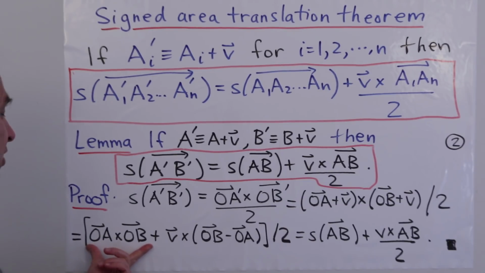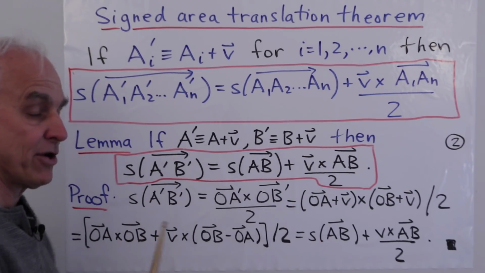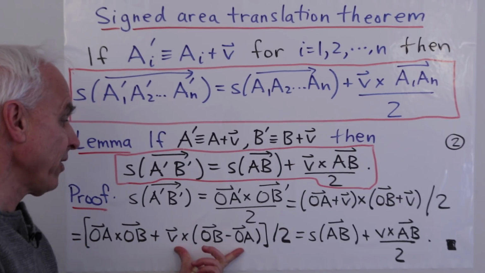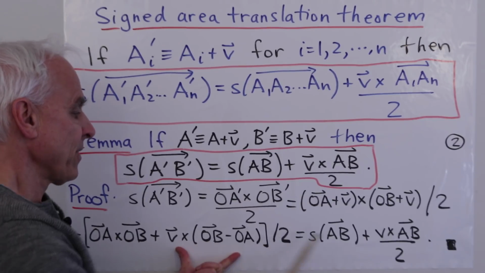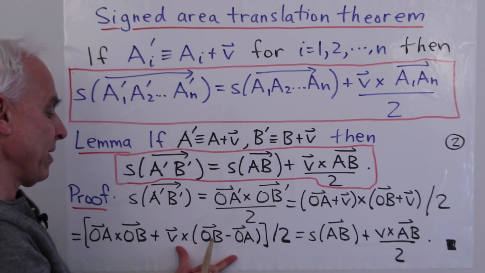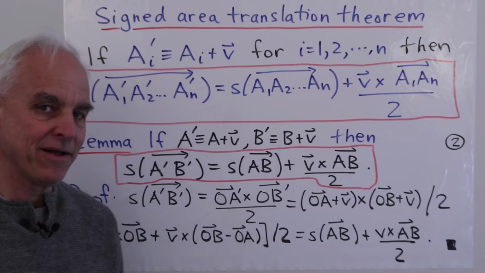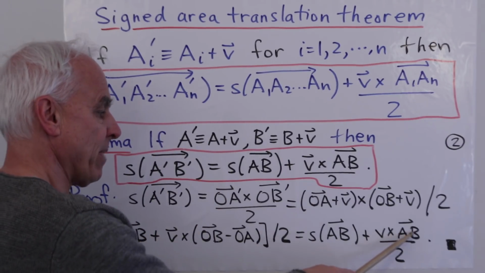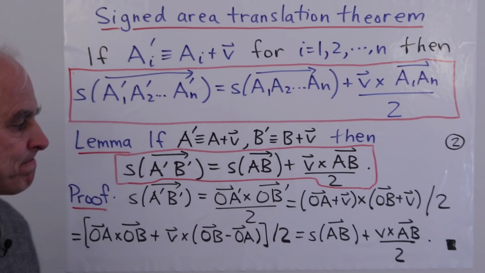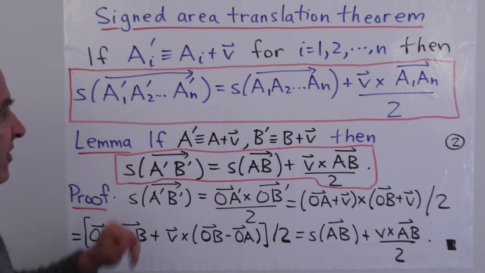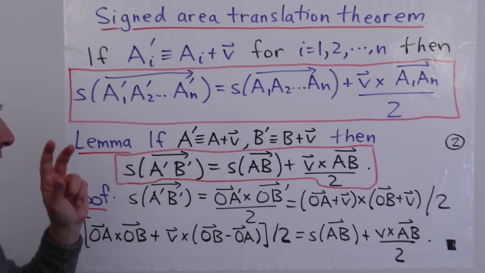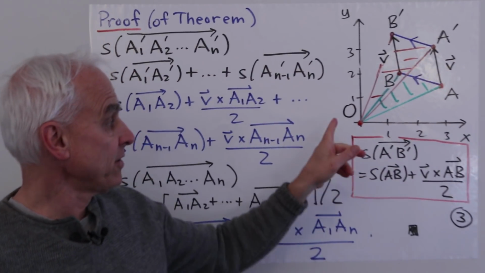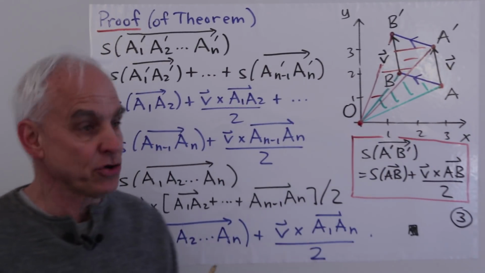Well, this first thing here, OA cross OB divided by 2, we recognize that's just the signed area of AB. And this other term here is V cross AB all over 2, because OB minus OA, the vector from O to B minus the vector from O to A, is the same as the vector from A to B. That's the proof of the lemma, the special case of this theorem when we just have 2 points in our spline. So let's illustrate the previous lemma with this picture here.